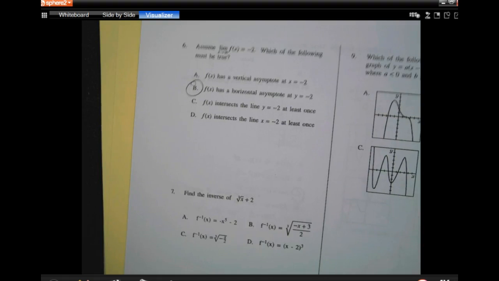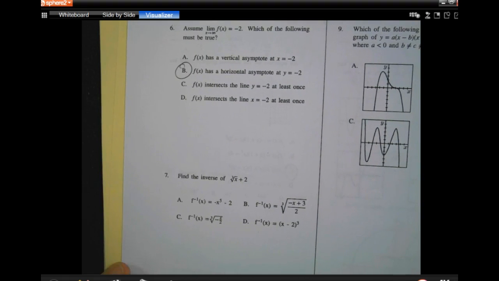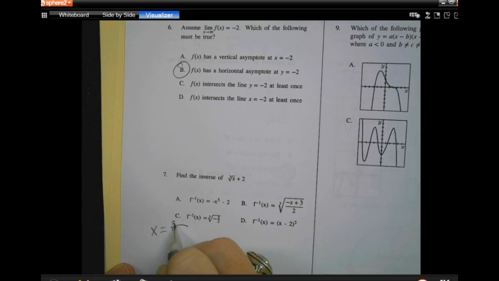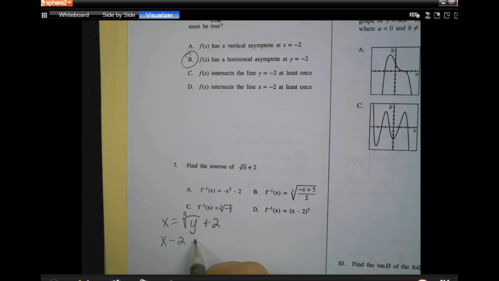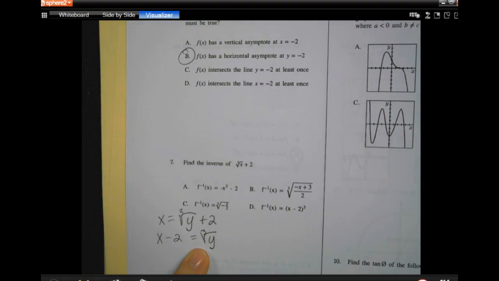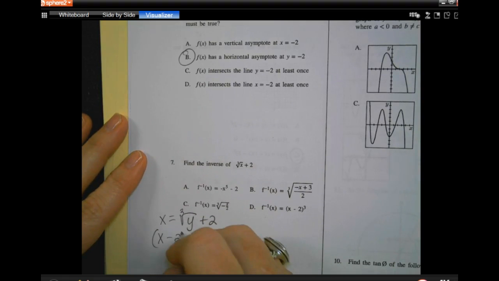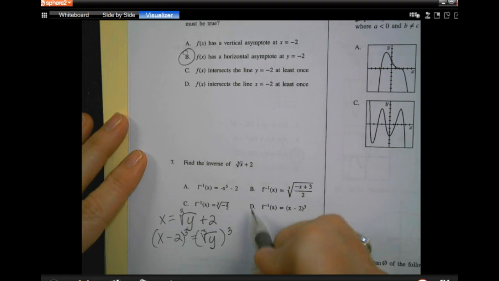Okay, number 7 is a pretty difficult one. Yes. So inverse means you switch the x and the y. So how do I get rid of a cubic? I have to cube both sides. So I get x minus 2 to the third, which is D.